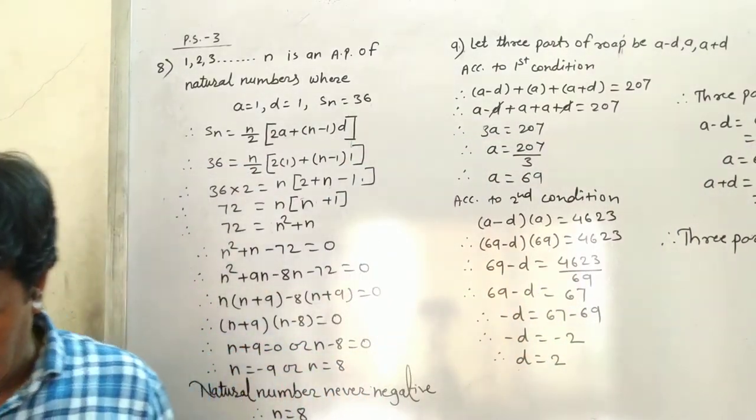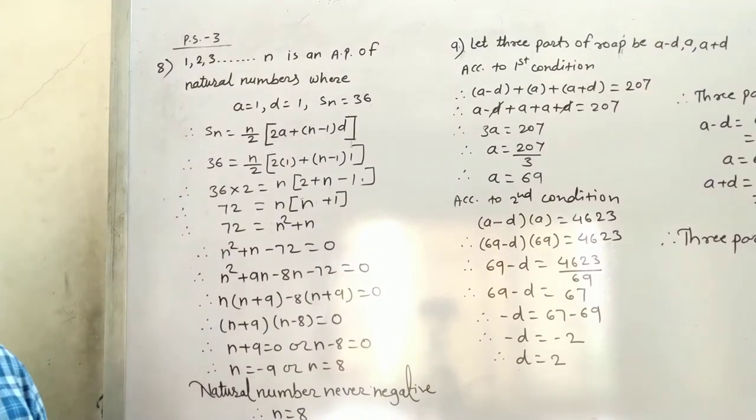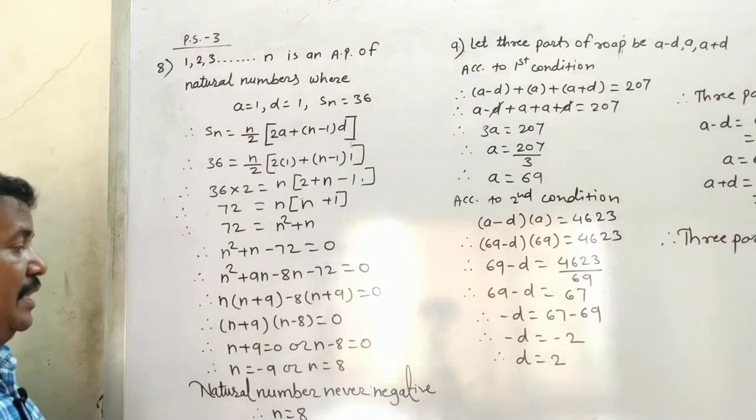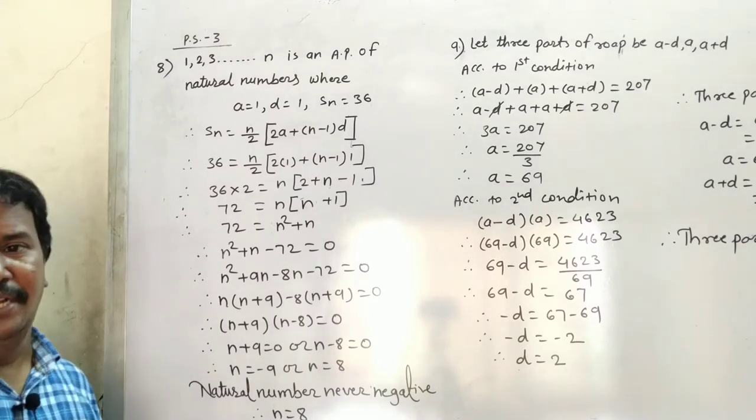Next question is: the sum of 1 to n natural numbers is 36 in an AP. Then find the value of n. So what will n be? Meaning, how many natural numbers, when added, give the answer 36? Now, natural numbers form an AP where a is equal to 1 and d is equal to 1.